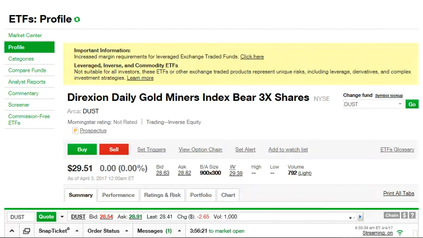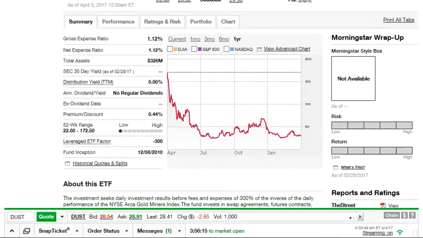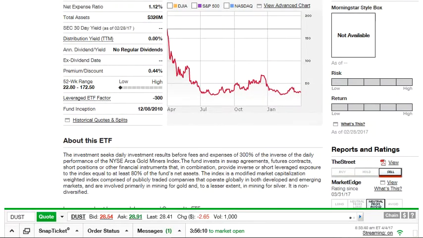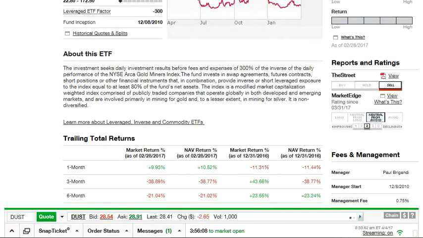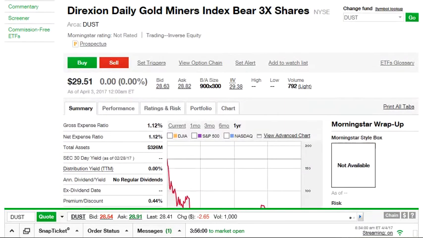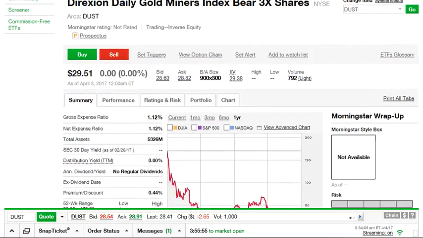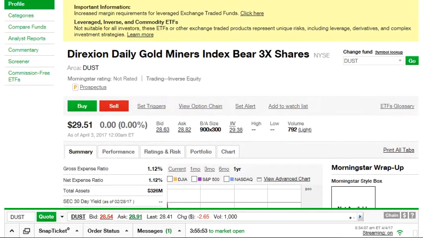So here is a nice ETF. It is DUST, D-U-S-T, an exchange traded fund, and it is leveraged 300% to the index of the gold miners, meaning that it uses contracts, futures, swaps, and so forth, shorts, to perform 300% of the gold miner index. But this is the inverse one. Now, if you wanted to buy this stock, you can see it is trading at $29.51 right there.